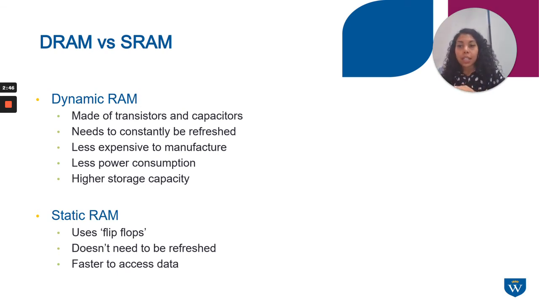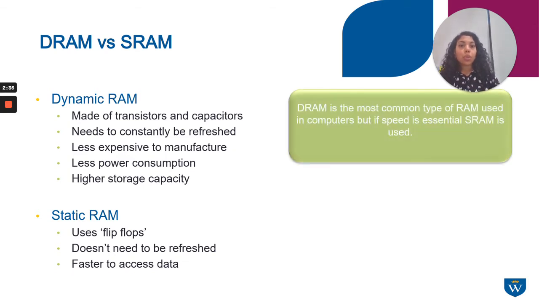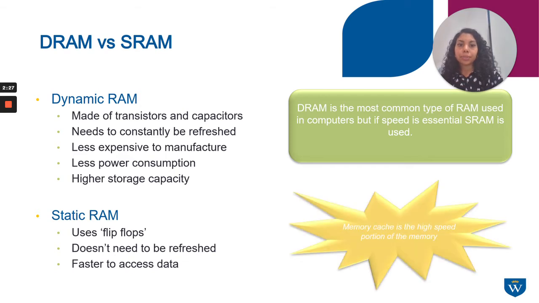Now, most devices operate with DRAM. But static RAM uses something called flip-flops. That's all you need to know. It doesn't need to be refreshed, so it's faster to access data. DRAM is the most common type of RAM used in computers, but where speed is essential, SRAM is used.